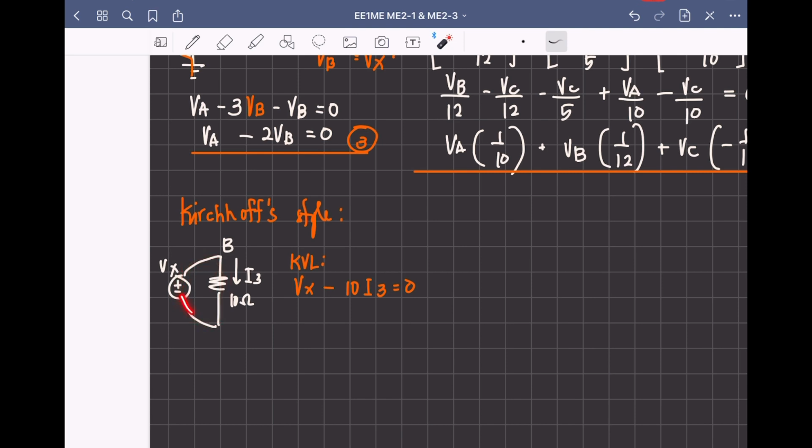Dito ako umikot pa ganyan. So, negative, positive lumabas, positive Vx. Kasabay ang current, kaya negative 10I3. Tapos ko na ang loop, kaya equate to 0. So, lalabas dito that Vx is actually equivalent to 10I3. Kaso, ano ba si I3? So, balik ka ulit sa circuit, i-trace mo ulit siya.